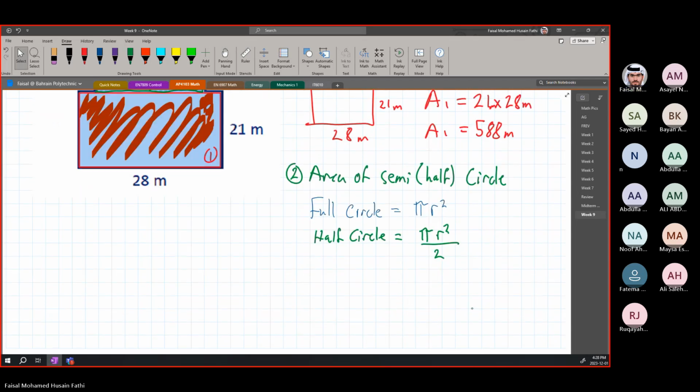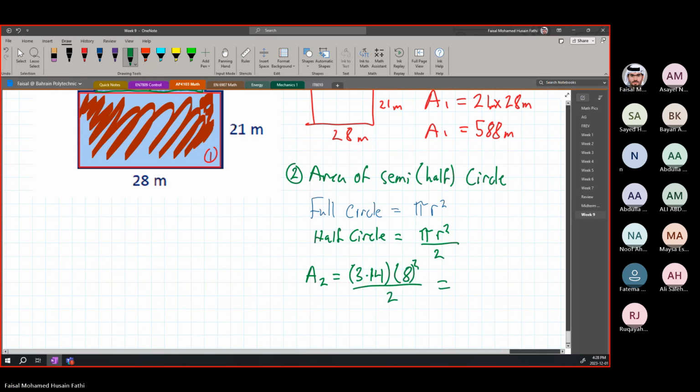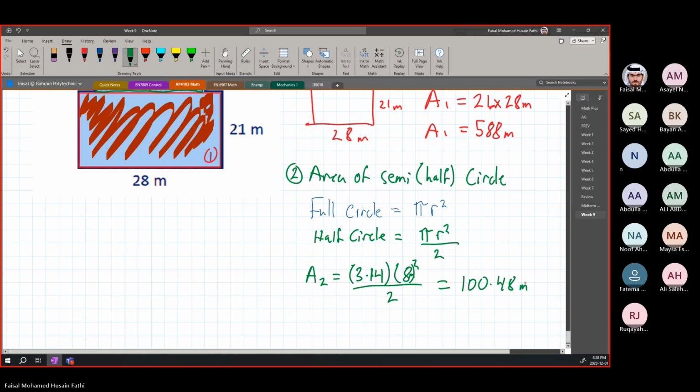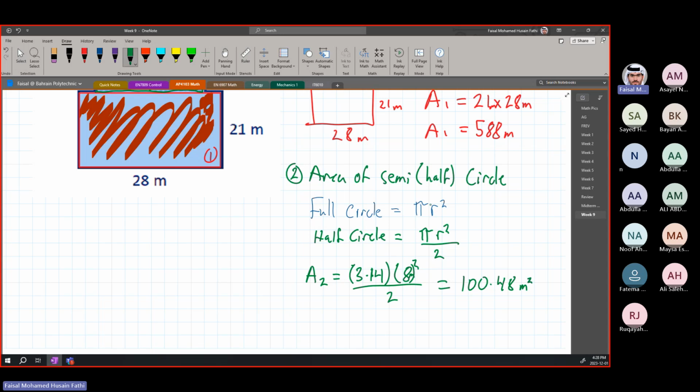So to find area 2, it's equal to pi, which is 3.14, times the radius squared, which is 8 squared, divided by 2. This is going to be 8 meters. So 8 meters squared times 3.14 divided by 2 is equal to 100.48 meters squared. This is area. Meters squared.